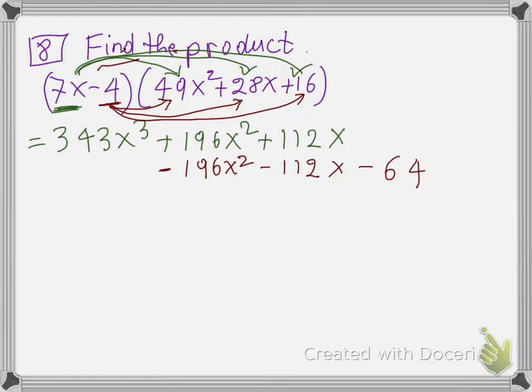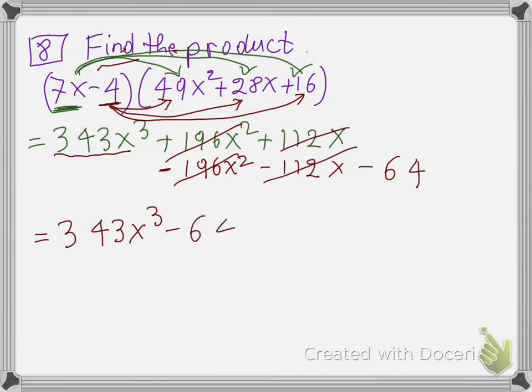Okay, so now we're going to combine like terms. We have only one term with x to the third power, so we bring that as is. And then the x squared terms will cancel out, and the x terms will cancel out, minus 64. Recognize here that this is a difference of two cubes situation. 343 is 7 to the third, and 64 is 4 to the third.